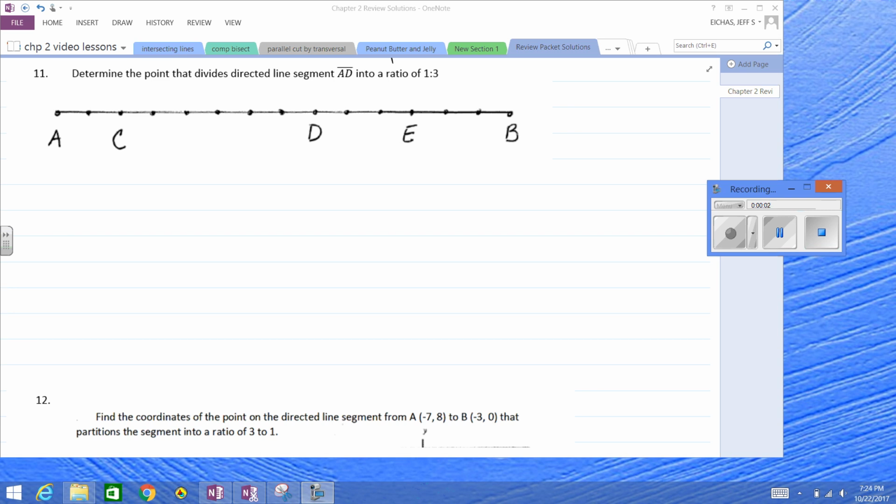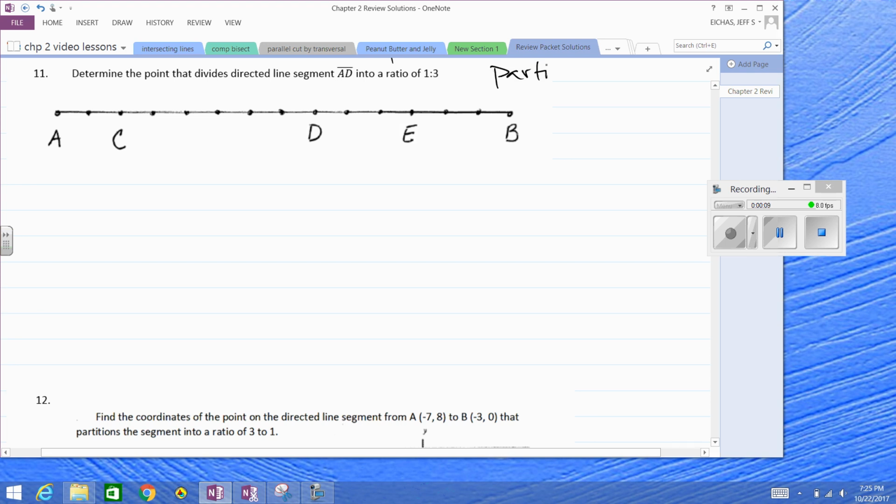Okay, so number 11 on the review packet, we're going into a partition segment. So this is the partition questions, okay? Now, what we want to do is, if we want to get a ratio of 1 to 3, what we have to consider is that means we need 4 equal parts. What you're going to do is add the two numbers in the ratio together, and that's how many equal parts you're going to need, okay? So we're going to have to consider that. We need 4 equal parts.